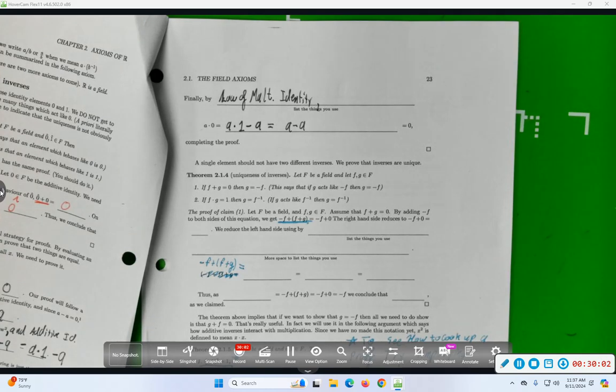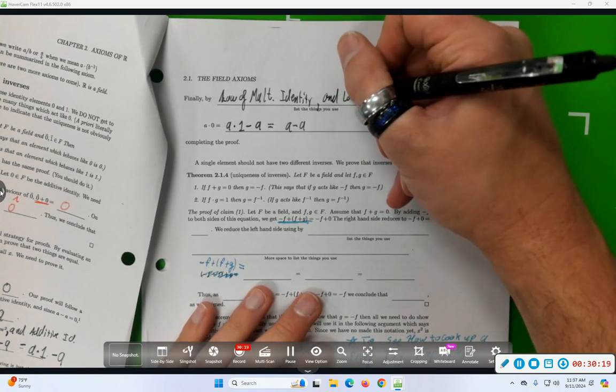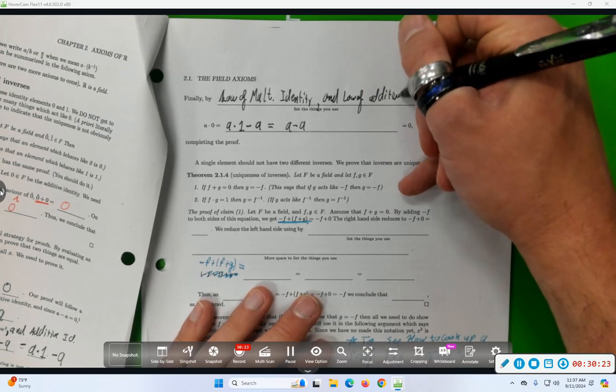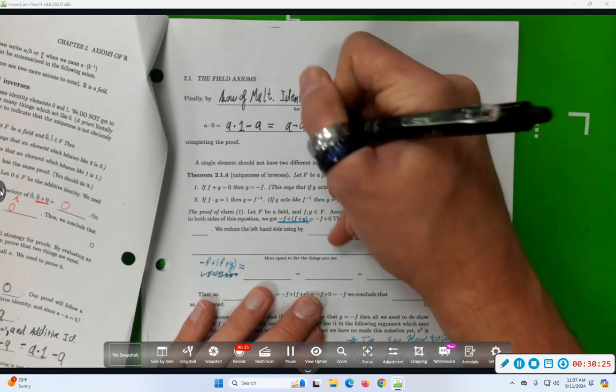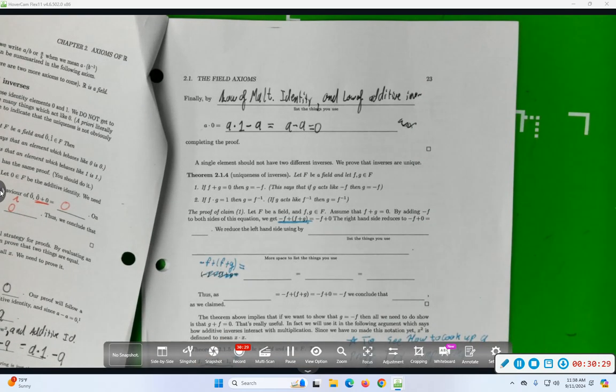What next? Was it just follow it that it equals 0, or? Yeah, but there's like a name for that axiom. Oh, like the inverse or something. And law of additive inverse. That equals 0. Oh, cool, that's what I wanted. That completes the proof.